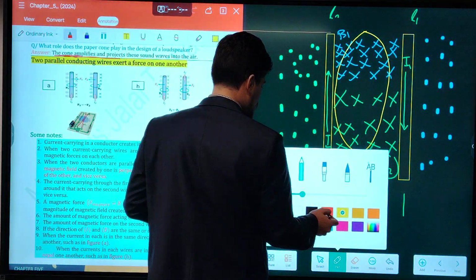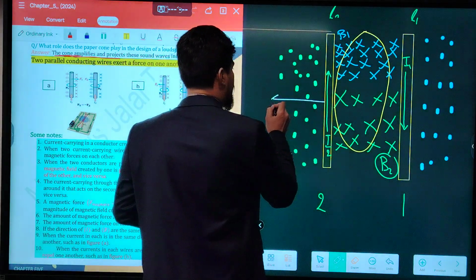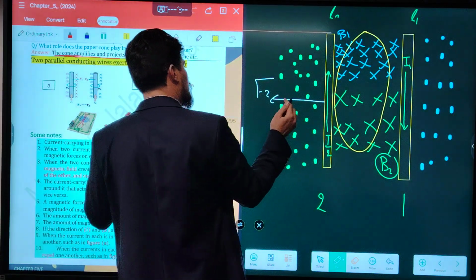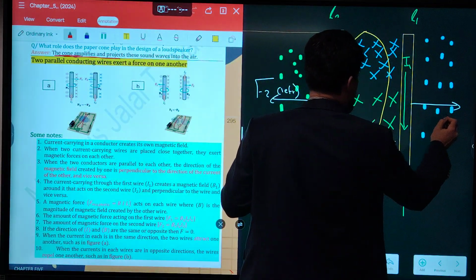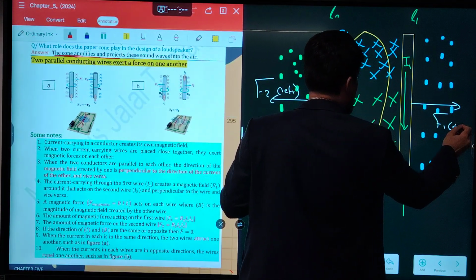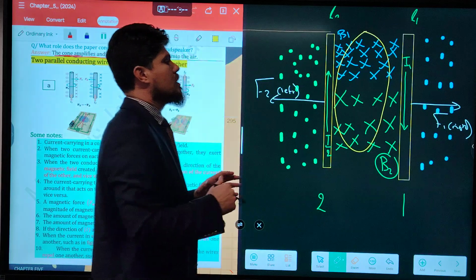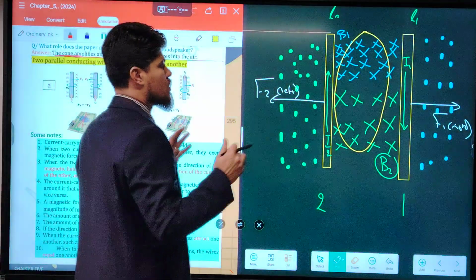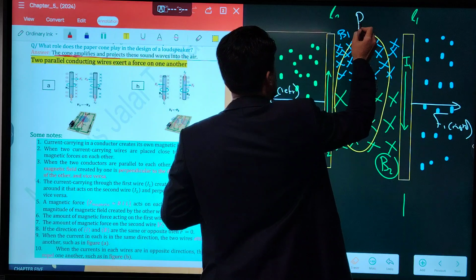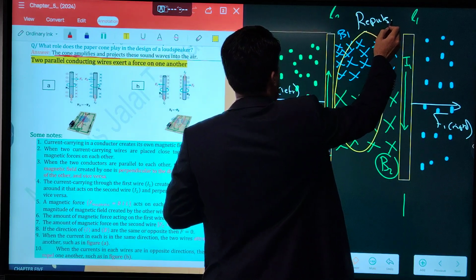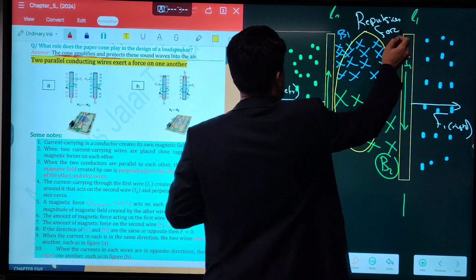Okay? F2 is directed to the left, and F1 is directed to the right. So in this way, you can determine the attraction and repulsion force between two parallel wires when the current runs in these two wires. The force becomes what? Repulsion force. Okay?